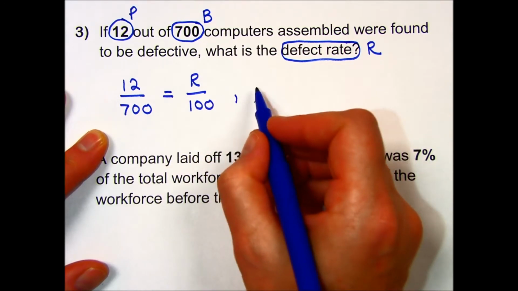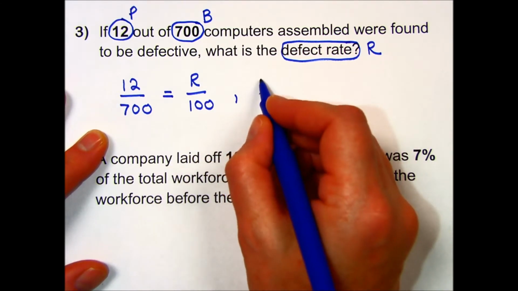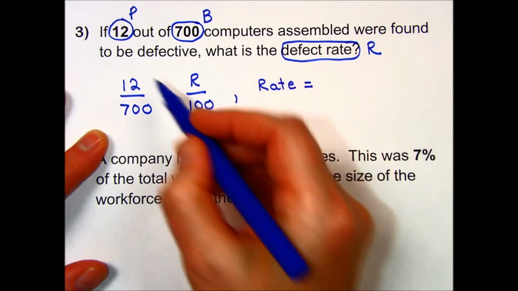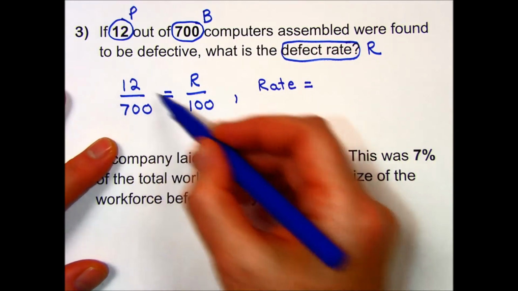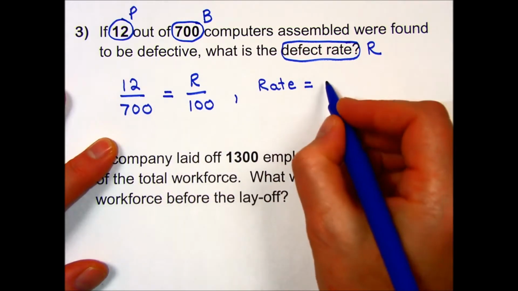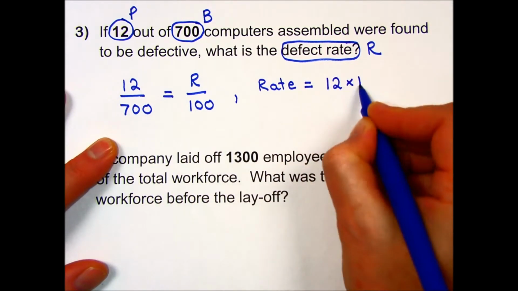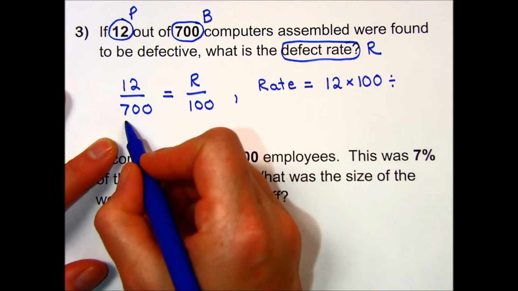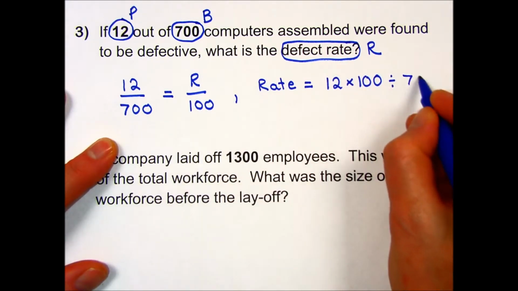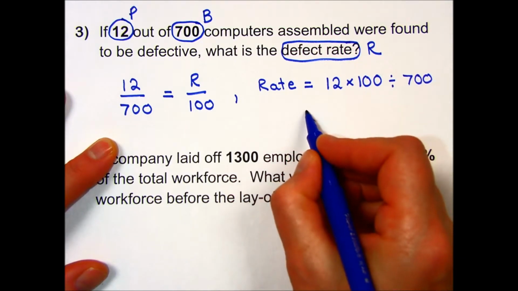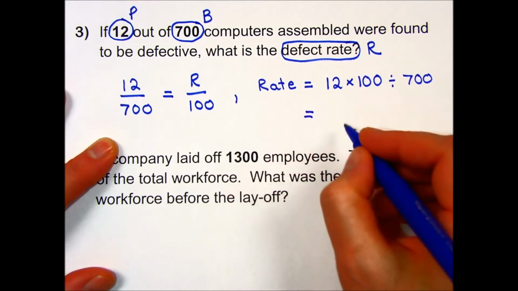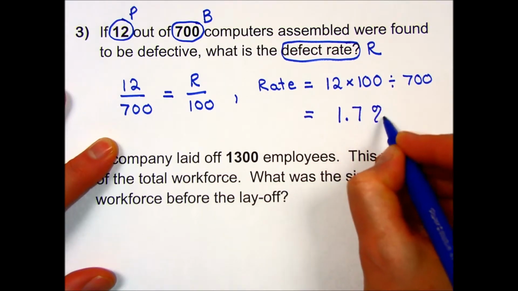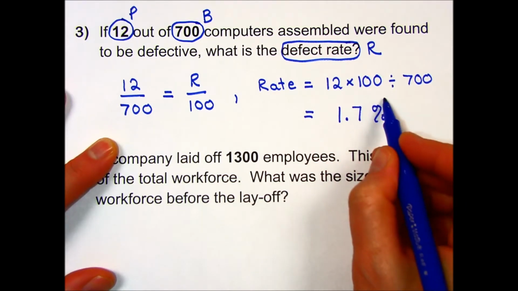I'm looking for this rate, and I find the two numbers that are on the diagonal, 12 times 100, and divide by the number on the diagonal from my unknown, 700. I would put this onto my calculator, and I come out with 1.7, and that's a percent, and it's rounded off to 1 decimal place.